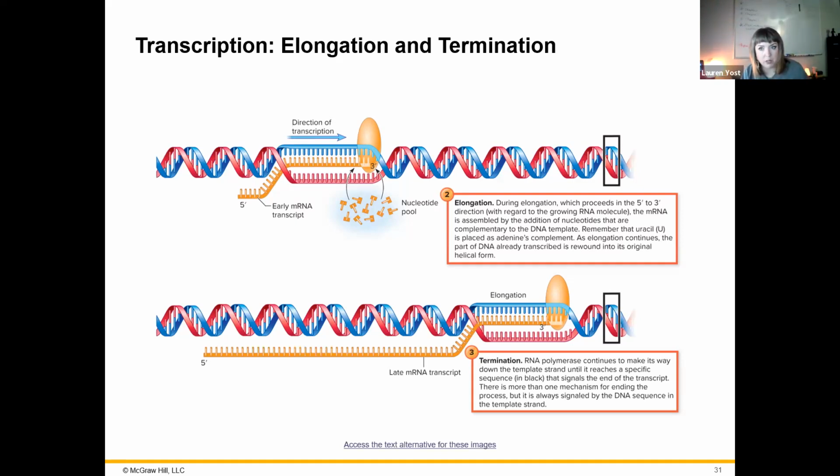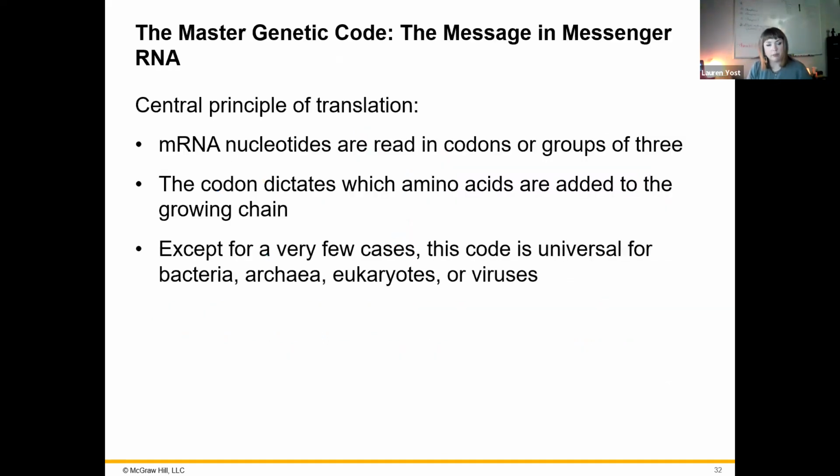It's not really meant to be too complicated here. So in initiation, we associate at the promoter, then we elongate in the 5' to 3' direction, and then we terminate at the stop. That's not hard, right? So we have our single-stranded messenger RNA as a result.